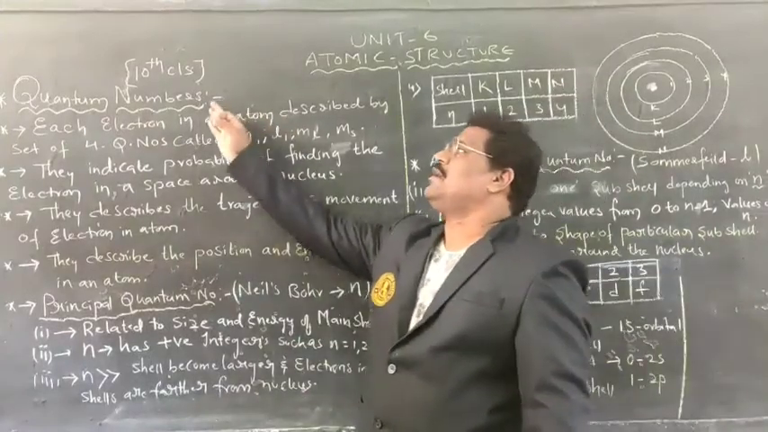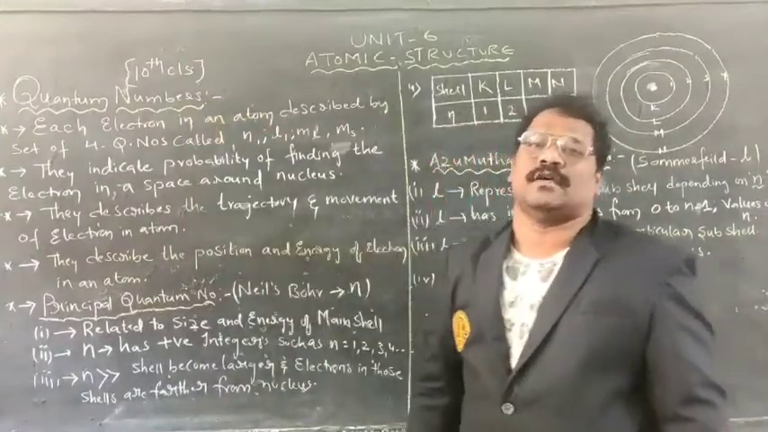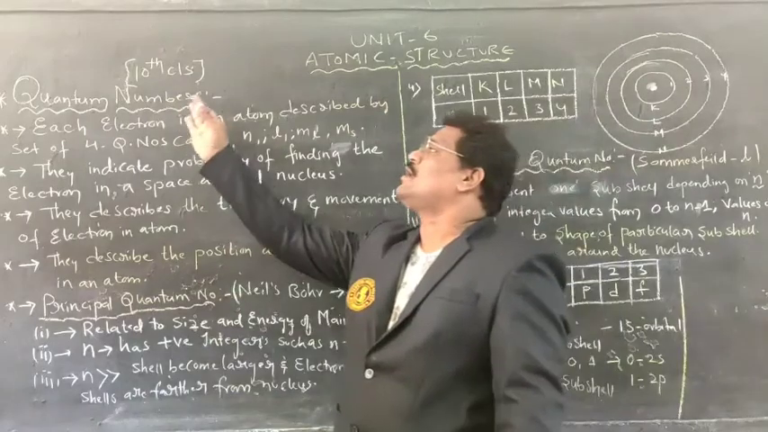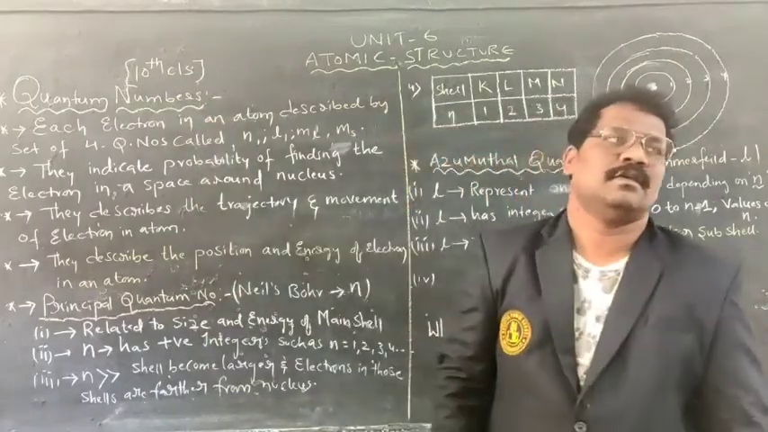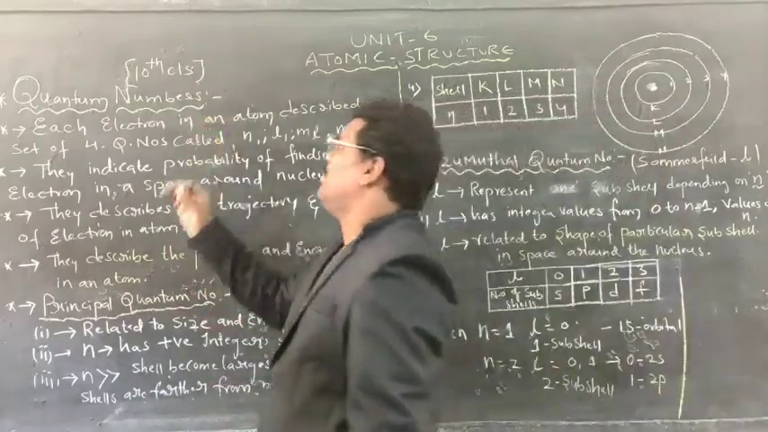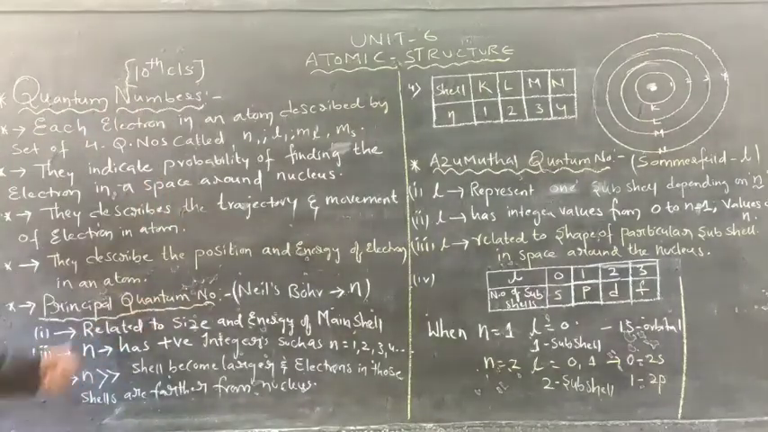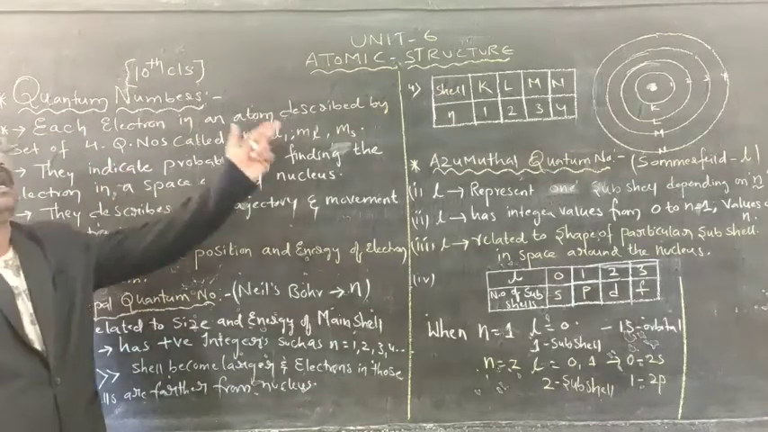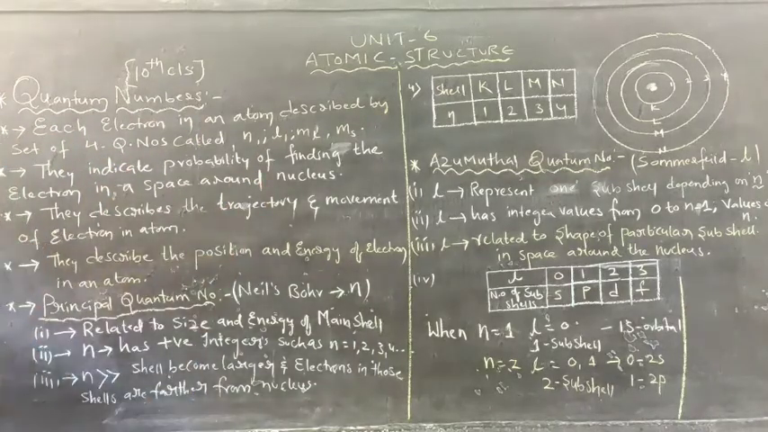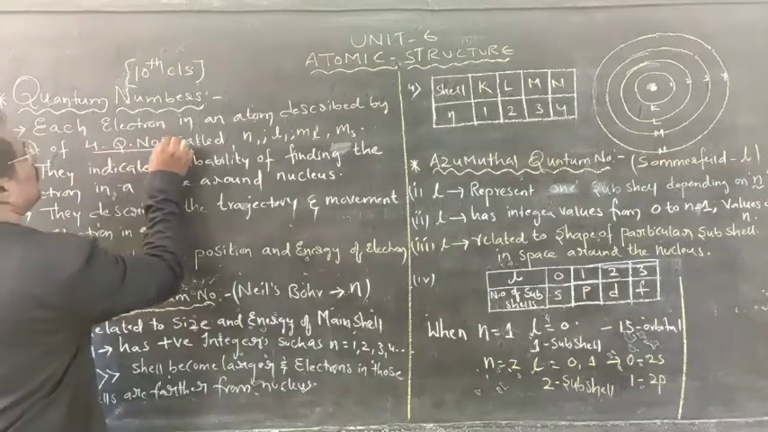Within this particular chapter, we are going to discuss quantum numbers. What are quantum numbers? Quantum numbers give information about each electron in an atom, described by a set of 4 quantum numbers.